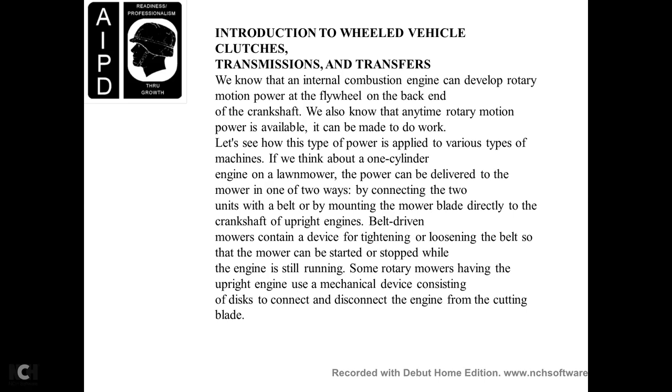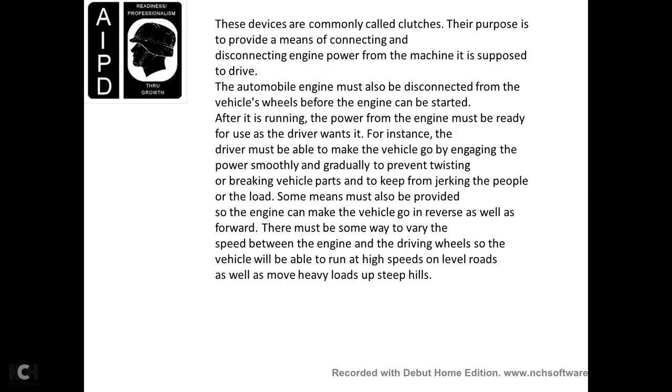Let's see how this type of power is applied with the various types of machines. Think of the one-cylinder engine lawnmower. The power can be delivered in one of two ways: by connecting two units with a belt, or mounting the mower blade directly to the crankshaft of the upright engine. Belt-driven mowers can contain a device for tightening and loosening the belt so the mower can be started and stopped while the engine is still running. Some rotary mowers have upright engines using mechanical devices consisting of a disc to disconnect the engine from the cutting blade. These devices are commonly called clutches.